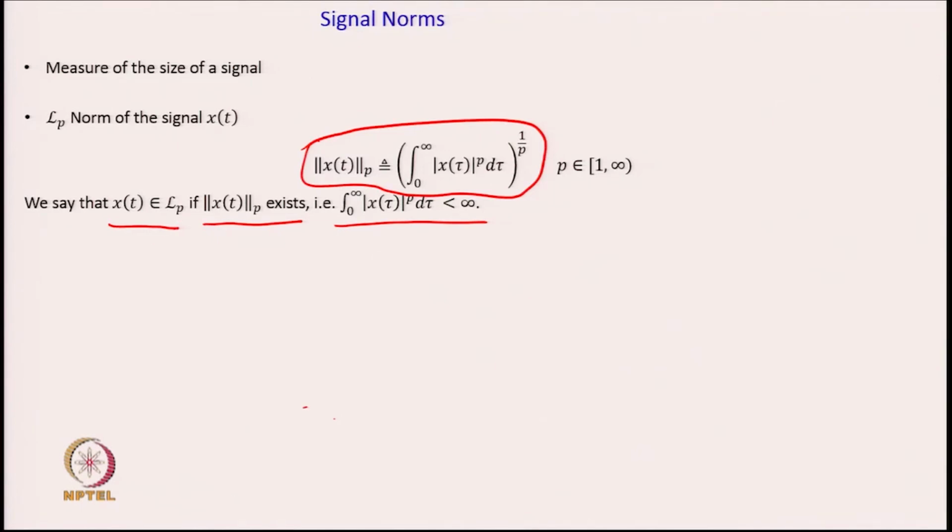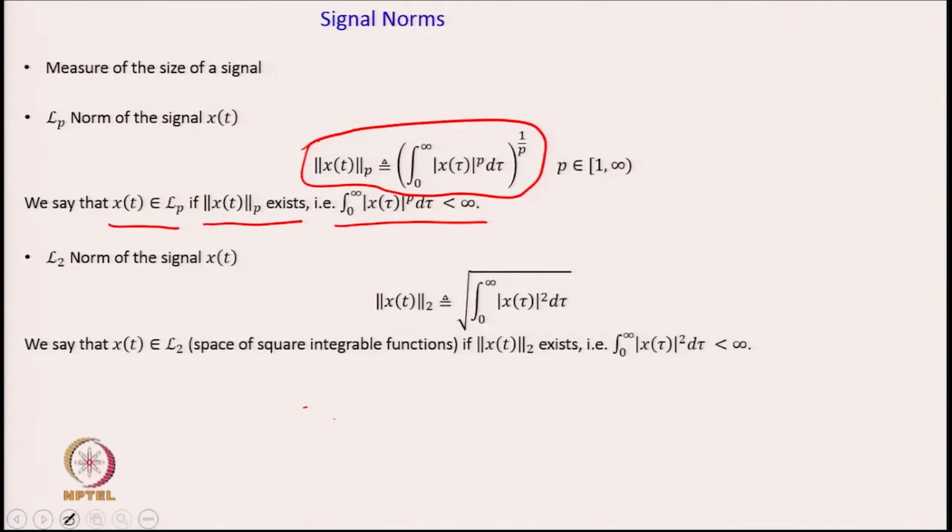So, this LP is a space of all piecewise continuous functions for which the LP norm is finite. Let us look at the L2 norm. We just substitute 2 for p, and we get the L2 norm of the signal x of t. It is defined similarly. We say that x of t is L2 if the L2 norm exists, that is, this integral is finite. So, this is the space of square integrable functions.